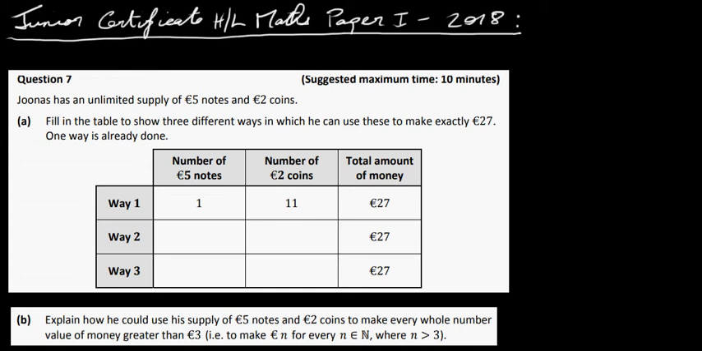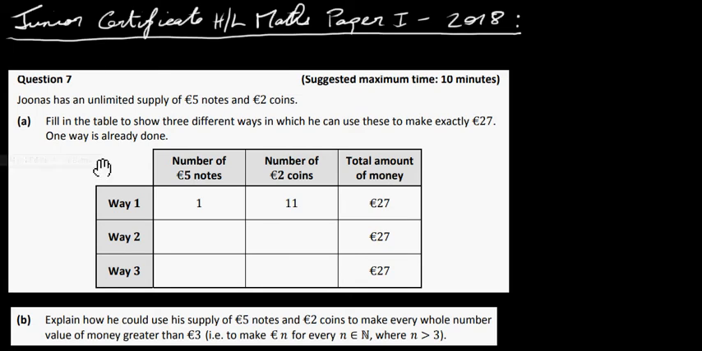Okay, so in this video I'm going to have a look at the Junior Certificate Higher Level Maths Paper 1 for 2018, and I'm going to have a look at question 7. So this one just talks about Jonas, who has an unlimited supply of €5 notes and €2 coins.